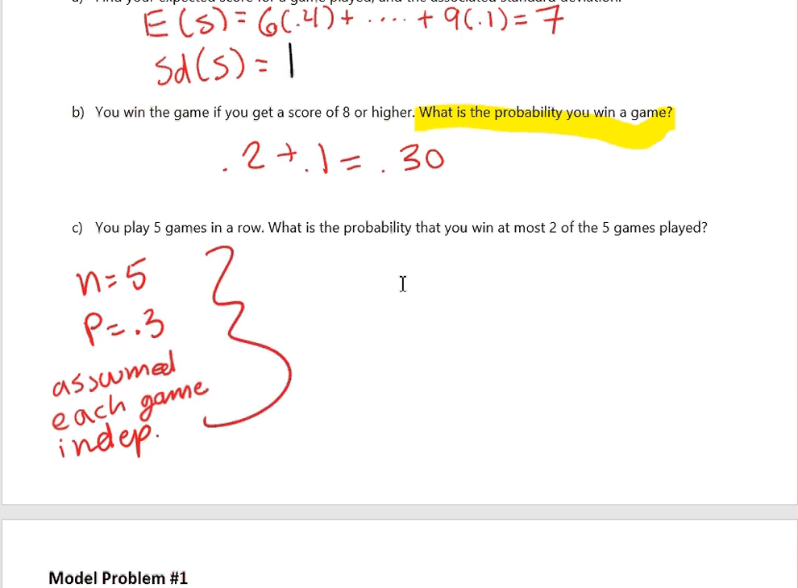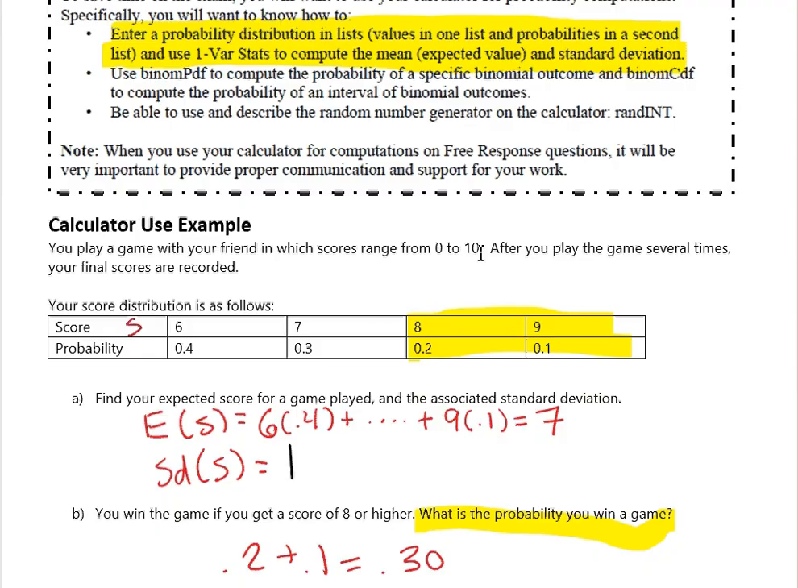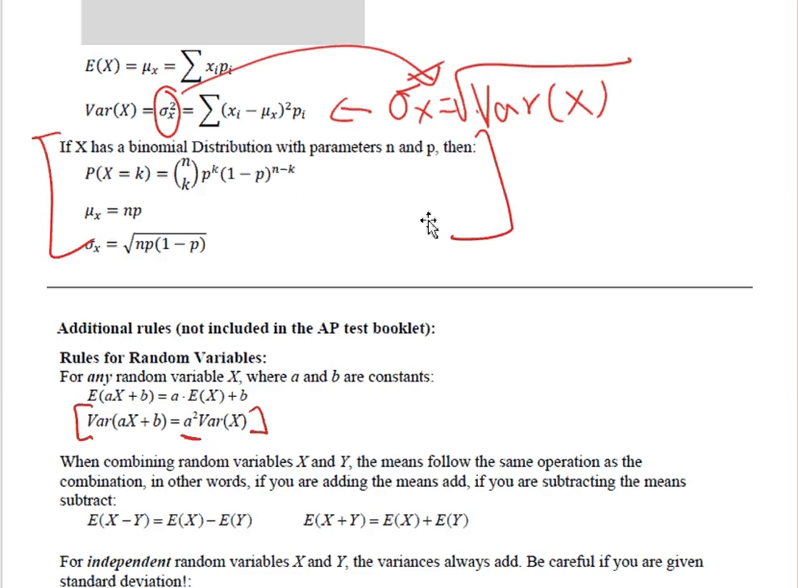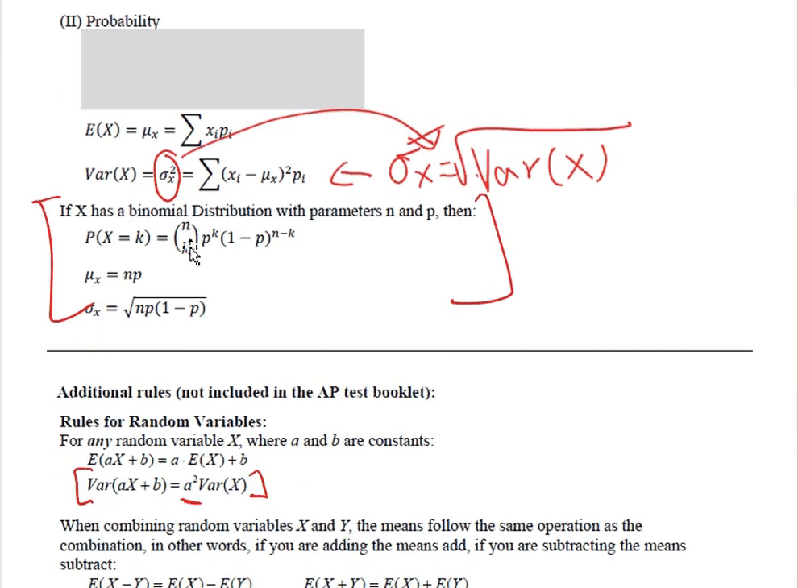Now, we want to do this in our calculator. What is the probability that you win at most 2? So that means you can win 0, you can win 1, or you can win 2. Now, if we were going to leverage the formula, let's go back to the formulas. Look at the formula for this. N choose K, times the probability of a success to the power of K, times 1 minus the probability of a success to the N minus K.